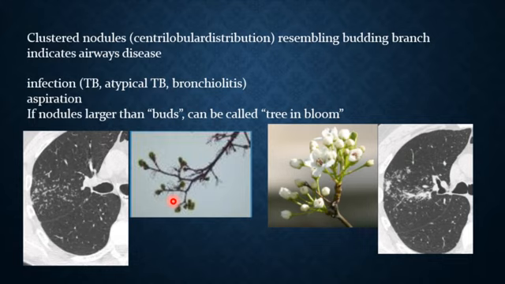You might suggest TB, especially in our part of the world, in the Middle East. It's very common, very recurrent. Suggest TB if there are other supporting signs, like cavitating lesions, fibrotic changes, calcified lymph nodes. Also, aspiration can be a cause. If the nodules are larger than buds, they call it tree in bloom. This is blooming, okay? It has absolutely no difference. It's the same differential diagnosis, just the difference in the size.